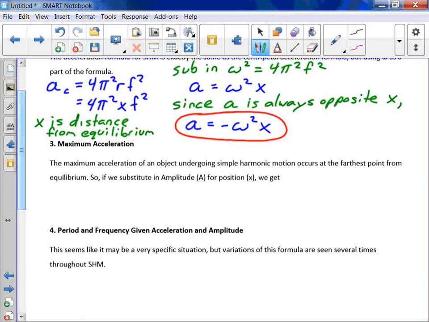Now, if we want the maximum acceleration, that's when x is at its maximum. So we have to get comfortable using capital A representing the amplitude, which is the maximum displacement from equilibrium. And it's just a simple sub in capital A. So a max. We're just letting capital A be the maximum extension.